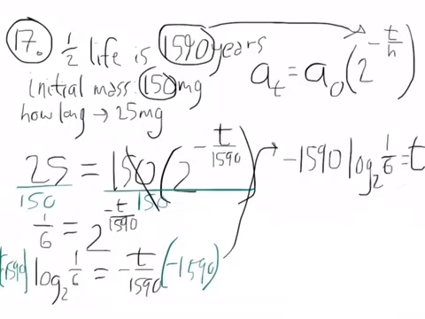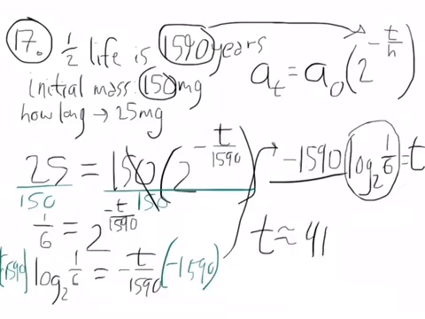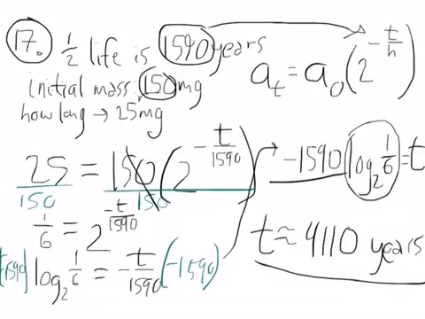to the time. And I can calculate what this is using the change of base formula, then multiply it by that negative 1590, do that on my calculator, and I'm going to get about 4,110 years. So that's how long it should take this element to decay to 1/6 of what it was.